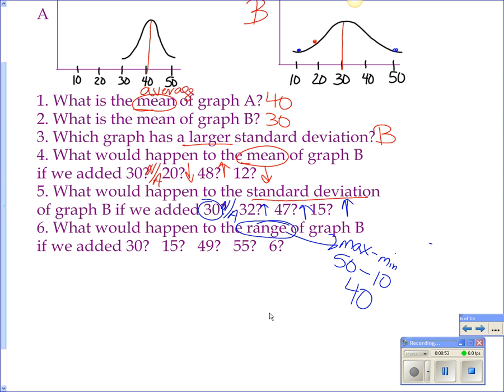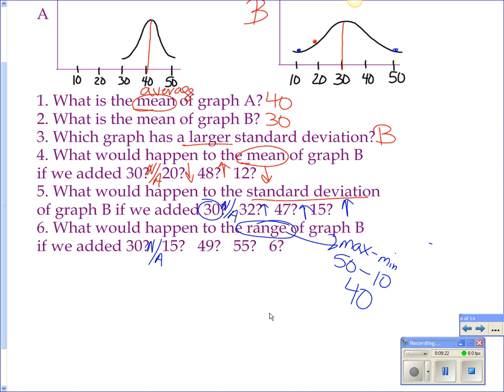So you have to be careful. If we add 30 to this graph, will 30 affect the range at all? What's the only way to affect the range? To add a smaller number or to add a bigger number? The only way to change the range is to change the maximum number or the minimum number. So 30 doesn't change it at all.